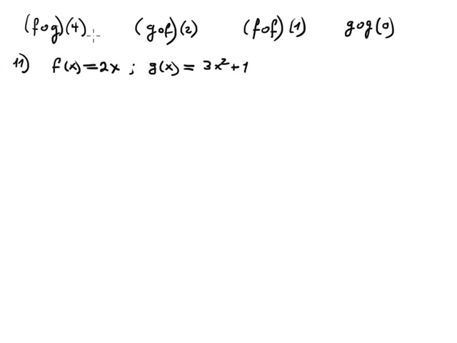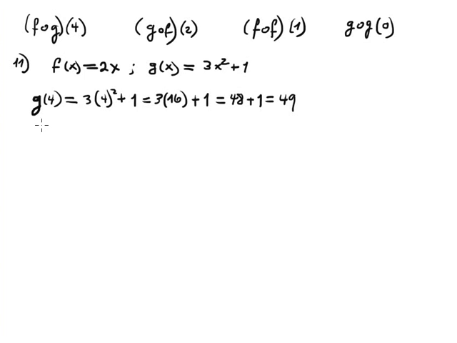I need to evaluate this expression, and the function is f of x equal to 2x, and g of x is equal to 3x squared plus 1. Let's do the first one. You evaluate first g at 4. G at 4 is 3 times 4 squared plus 1. 4 squared is 16, so 3 times 16 plus 1. 3 times 16 is 48 plus 1 is 49.